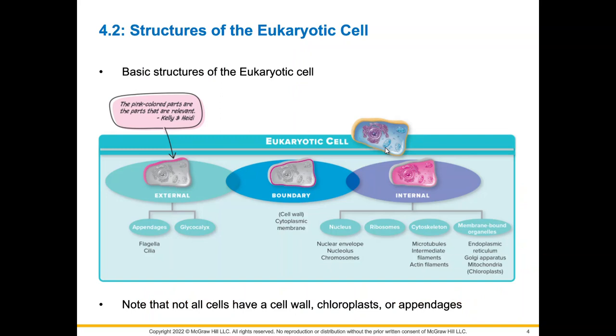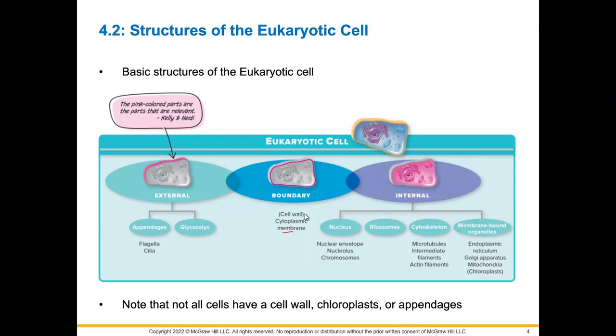So let's look at some structures. These are the basic structures that are found in a eukaryotic cell. This chart outlines what kind of structures can be found externally of the cell boundary itself, and then the internal stuff within the cell. At the cell boundary is the cytoplasmic membrane, just like we talked about in our last chapter. All cells have that cell membrane or cytoplasmic membrane. You can use those words interchangeably.